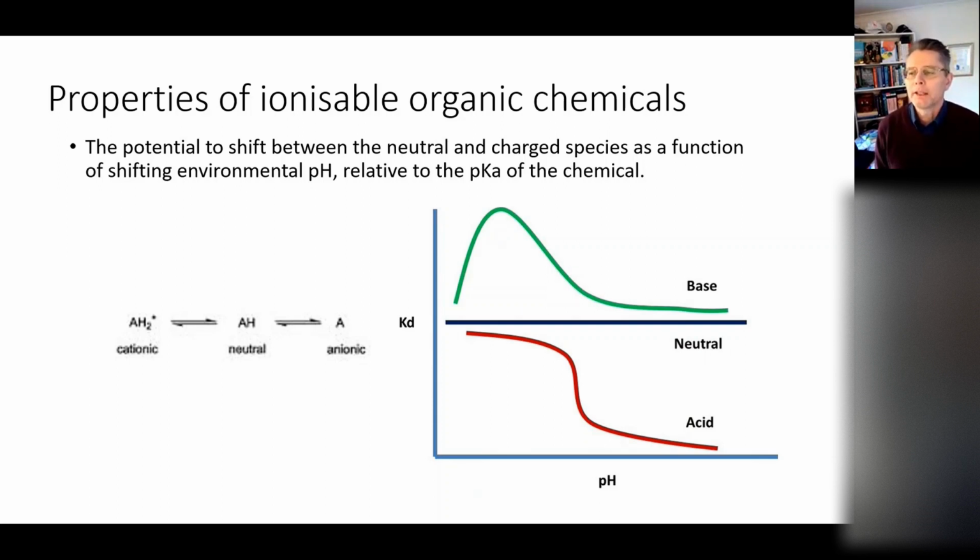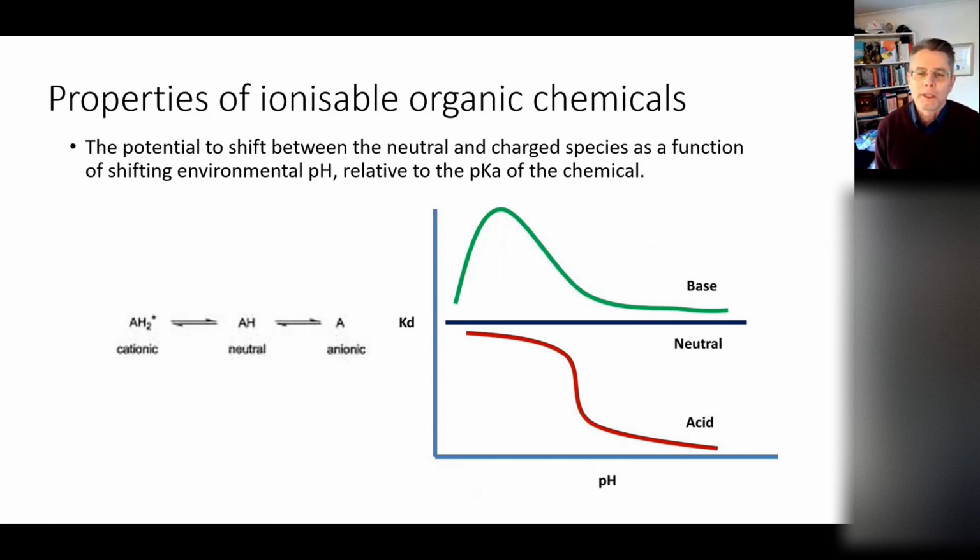To illustrate this, there's an understanding that if you have a base in the environment, as it becomes more speciated, it will tend to create a positively charged cation. This positively charged cation will sorb more strongly, or the Kd value will be greater than the neutral form. This is largely because there are a lot of negatively charged surfaces in the environment, which increases the degree of electronic interactions that can take place. And so we will tend to see higher sorption capacity for bases relative to the neutral chemical.